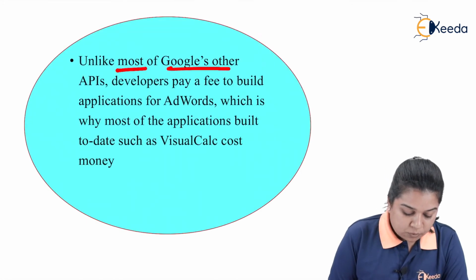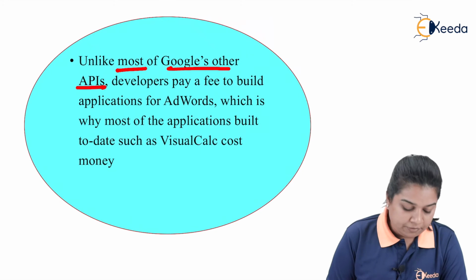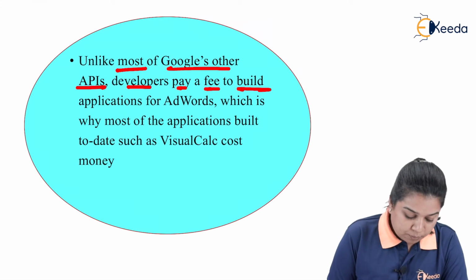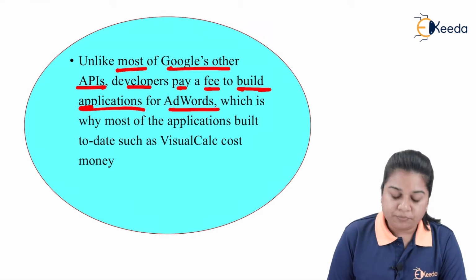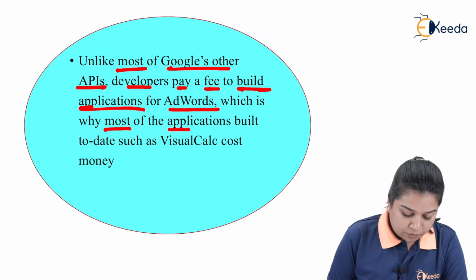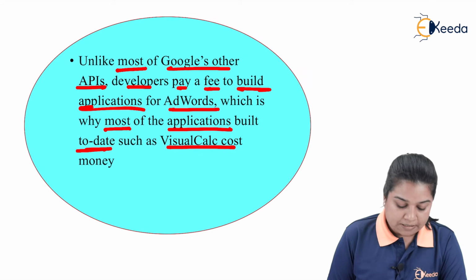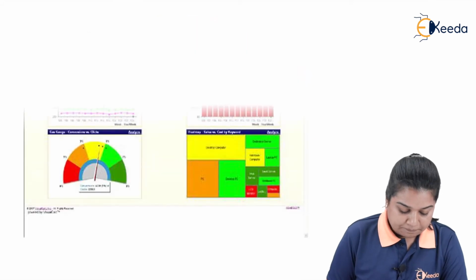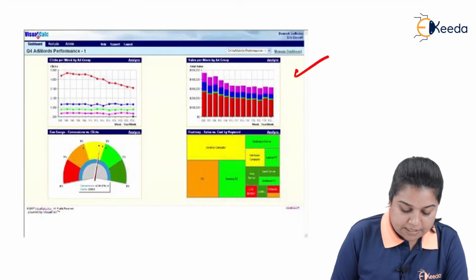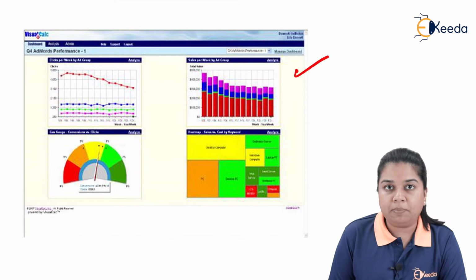Unlike most of Google's other APIs, developers pay a fee to build applications for AdWords, which is why most of the applications built to date, such as Visual Calcs, cost money. See, this is the example for AdWords API.